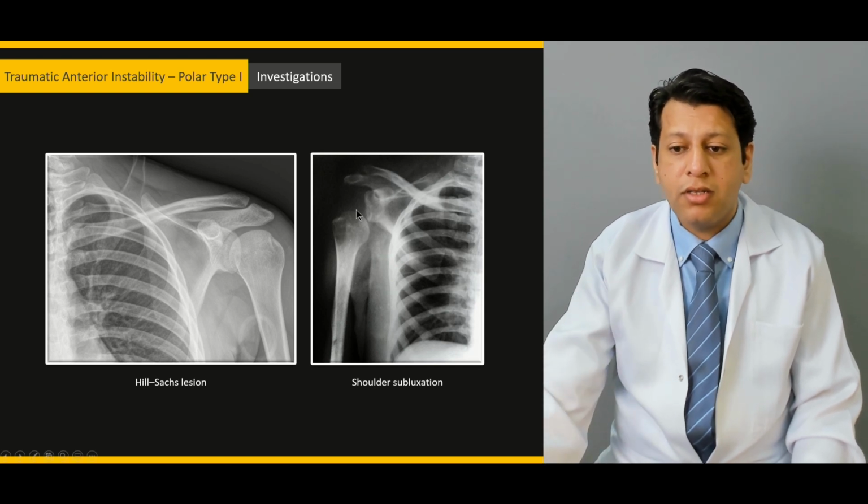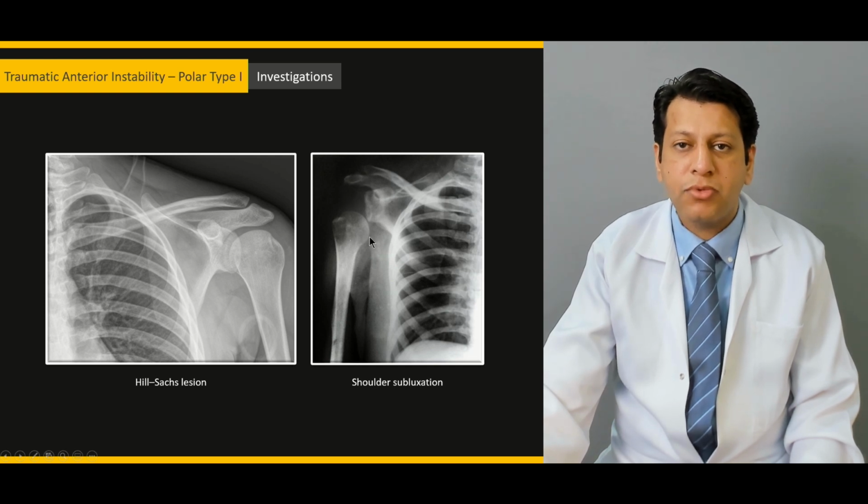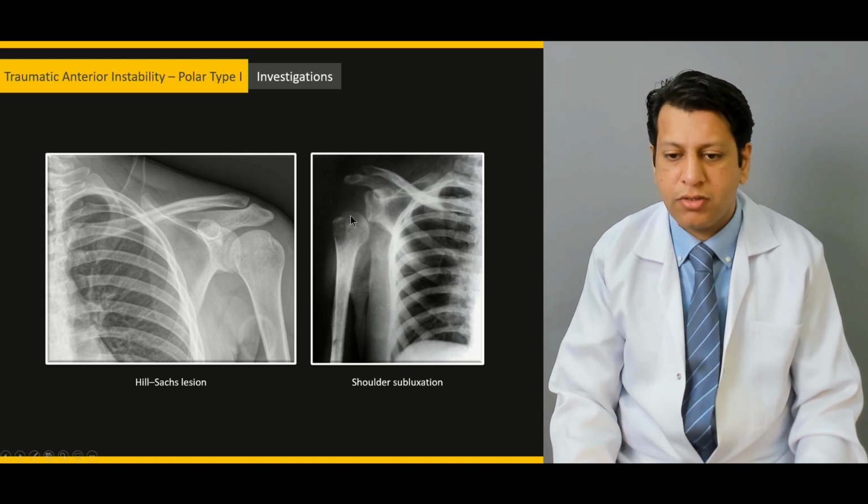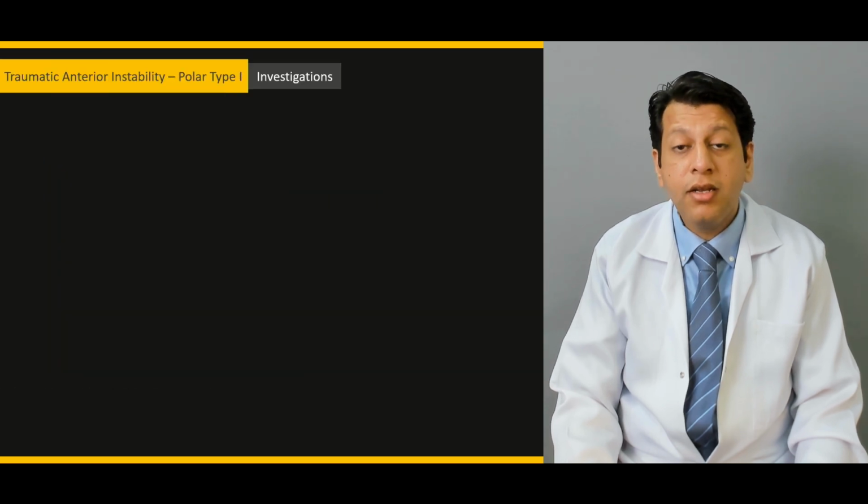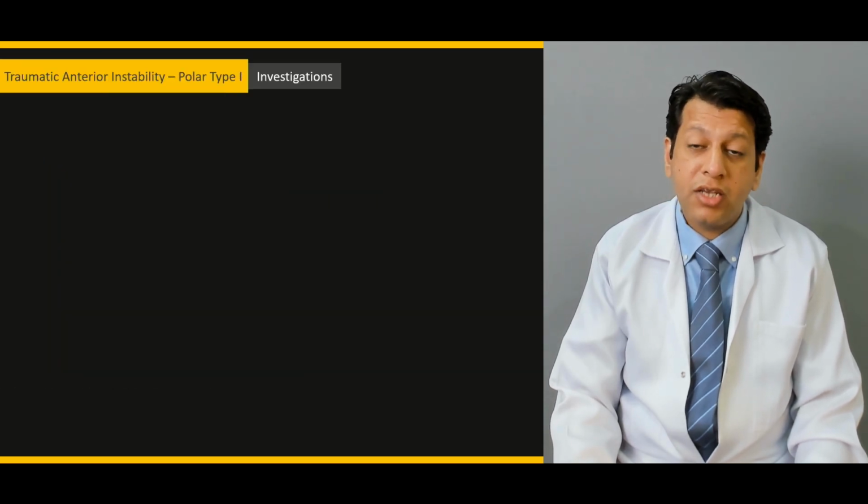If you see, due to this anterior capsule tear, the head is subluxated downward, and the sulcus sign becomes positive because the head comes down, due to the injury to the inferior glenohumeral ligaments as well. As a result, you can appreciate there's a large gap between the acromion and the head of the humerus. Then other options include CT as well as MRI.